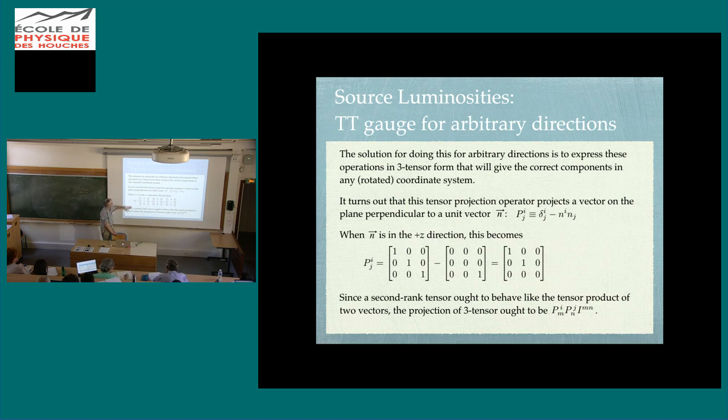So since a second rank tensor ought to behave like the tensor product of two vectors, the projection of a second rank tensor is going to be like that.